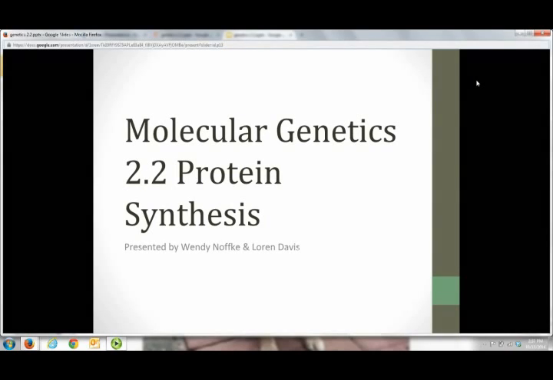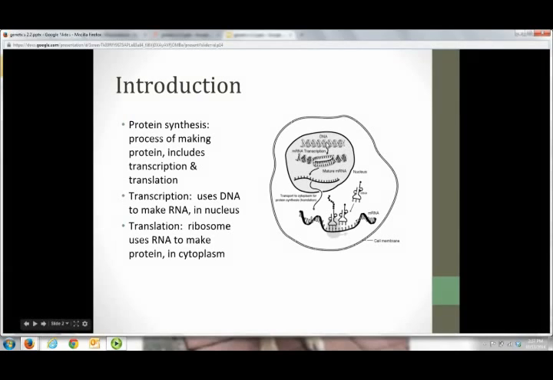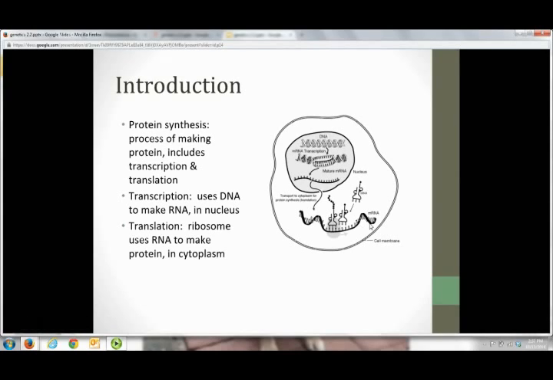Today we're going to look at protein synthesis. Protein synthesis is the process of making proteins, and it's going to include two subparts, transcription and translation. Transcription is going to be the portion that occurs in the nucleus. It's going to use the DNA to make an mRNA. Here you can see in this example you've got DNA, and it's being used as a template to make this mRNA here in the nucleus. During translation, the ribosomes are going to use that RNA in the form of mRNA to make a protein, and that will occur in the cytoplasm.